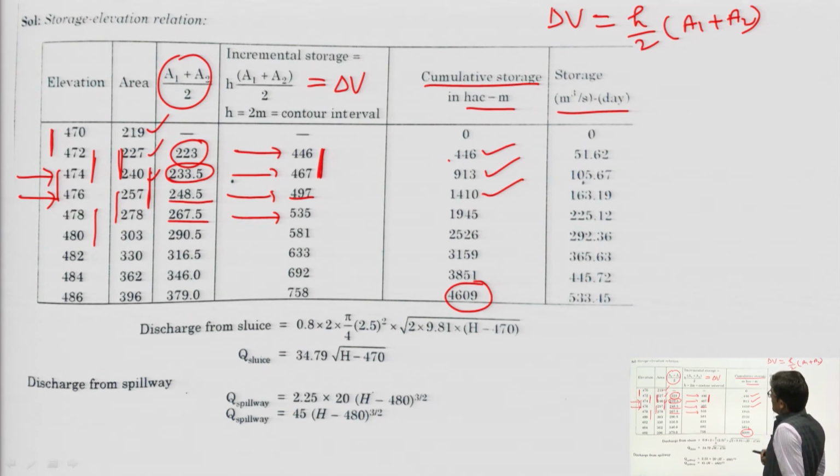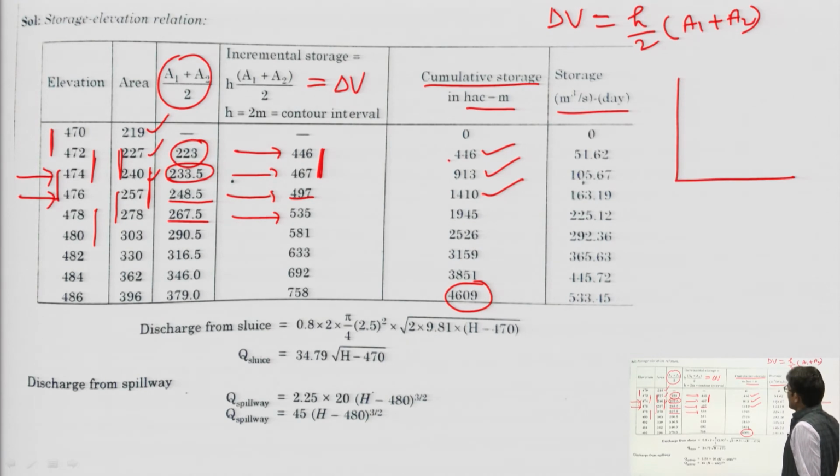So, through this table we have a relation between elevation H and storage S. At different elevations we can have the corresponding storage. So, the first thing is determined. We can also plot these two parameters.